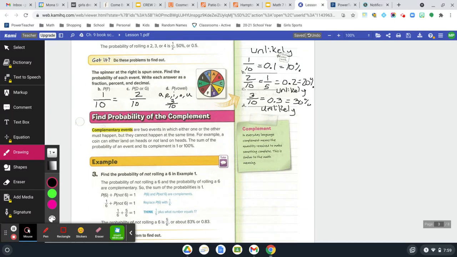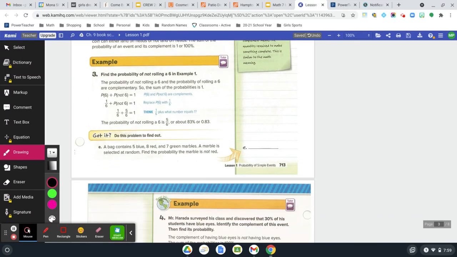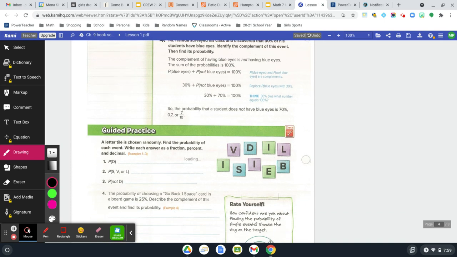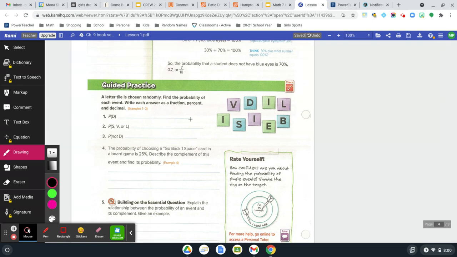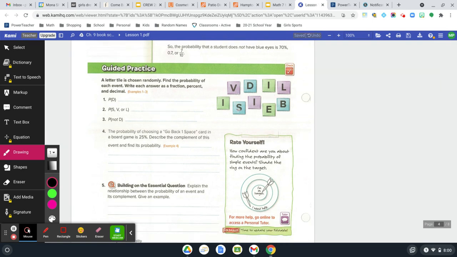Okay, so we're going to try some more of these. We're going to turn to the guided practice, which is going to be on page 714. And we're going to look at the tiles over here with 1, 2, and 3. So it says a letter tile is chosen randomly. Find the probability of each event. Write each answer again as a fraction, percent, and a decimal.